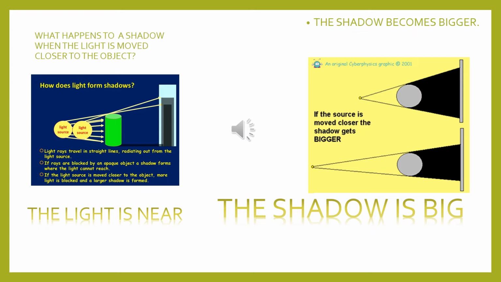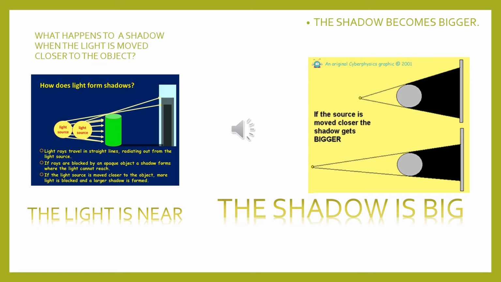What happens to a shadow when the light is moved closer to the object? The shadow becomes bigger. How does light form shadows? It says in the picture below. There's a light source and there's an object and there's a screen.